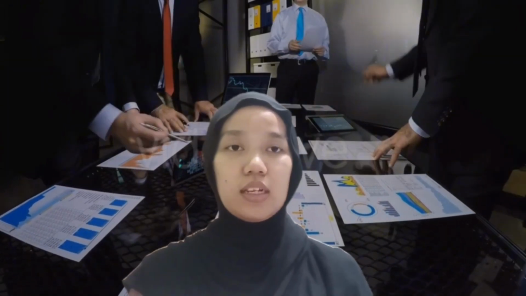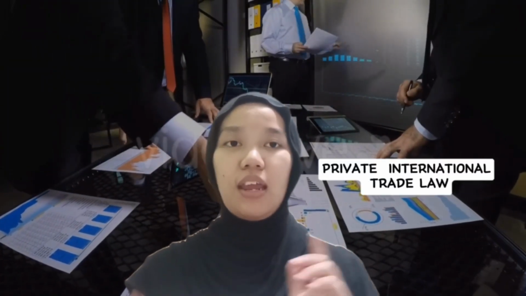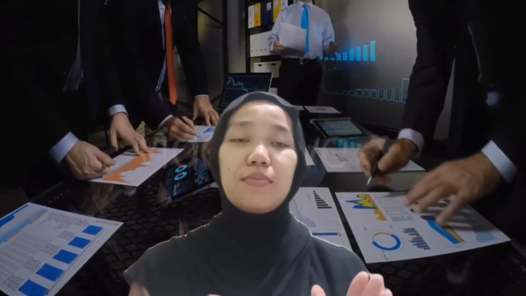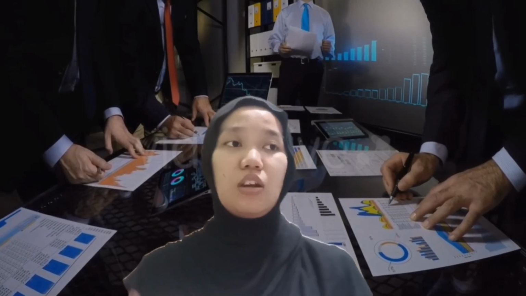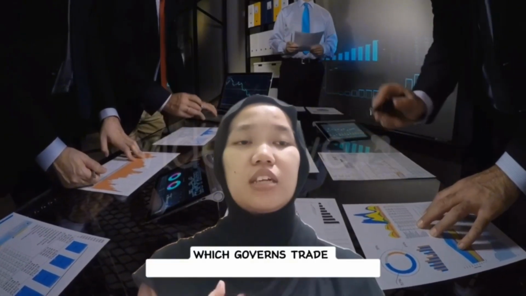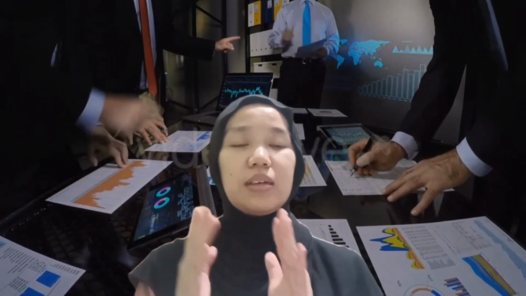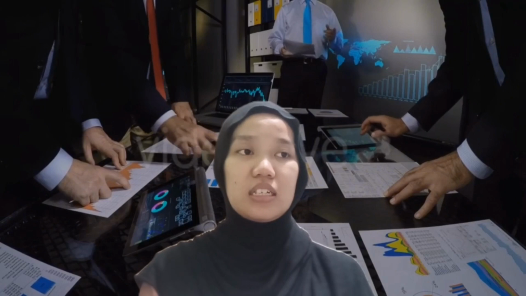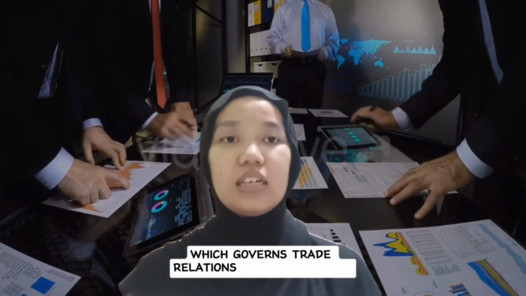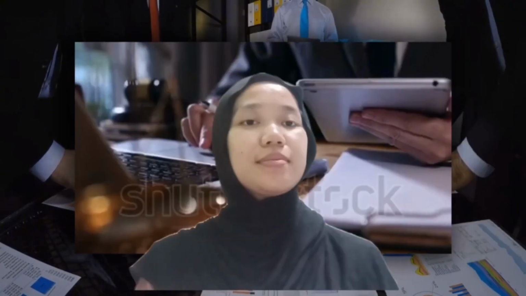It is necessary to make a distinction between private international trade law and public international trade law. Private international trade law is a branch of private international law which governs trade relations between private parties, and public international trade law is a branch of public international law which governs trade relations between states.